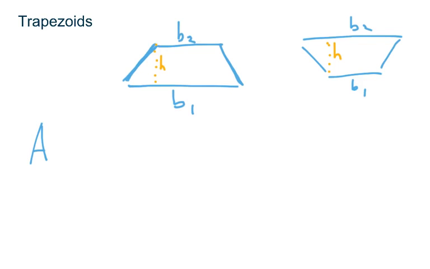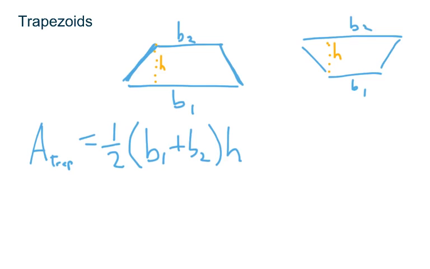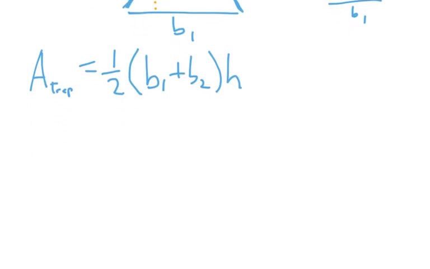The area of a trapezoid, so we'll write trap so that we don't confuse it with triangle, is equal to 1/2 times parentheses b1 plus b2, times your height. Now, why is it this? Well, let me try to show you.